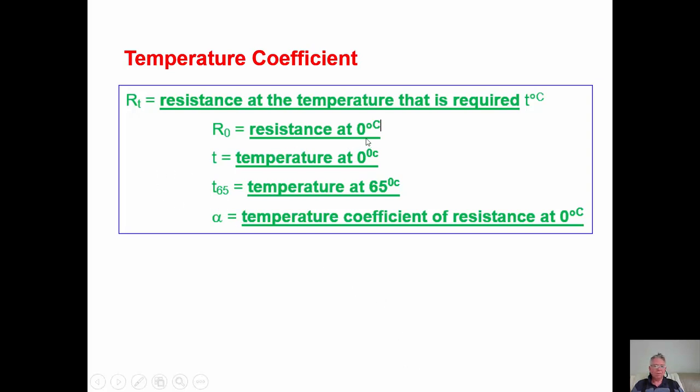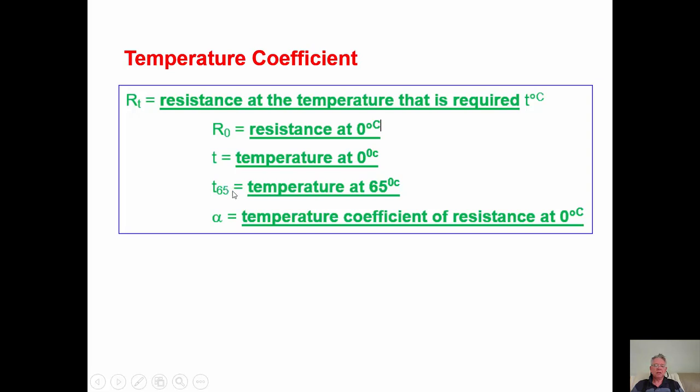Looking at this chart, we can work out the key of the formula. RT is equal to the resistance at the temperature that is required, and that temperature at 0 degrees centigrade. So R0 equals resistance at 0 degrees centigrade. T equals temperature at 0 degrees centigrade.